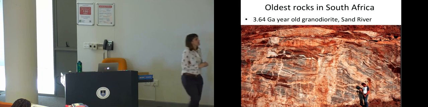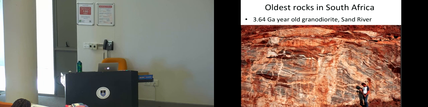So just, I guess, because it's good to know, the oldest rocks in South Africa are exposed in the Sand River in the Limpopo belt on the border with Zimbabwe. And it's a granodiorite, so this is a metamorphosed granite. And you can see it's kind of the rocks that are in the background, and they've been cut through by a whole lot of much more recent dikes.